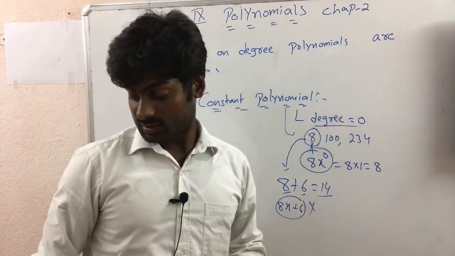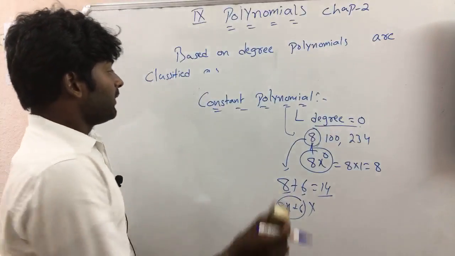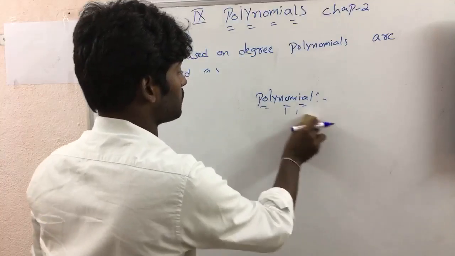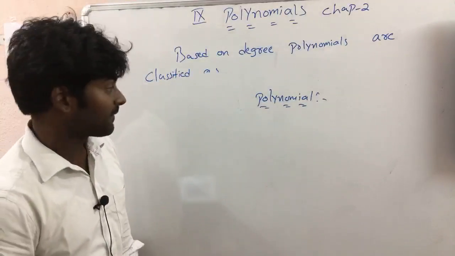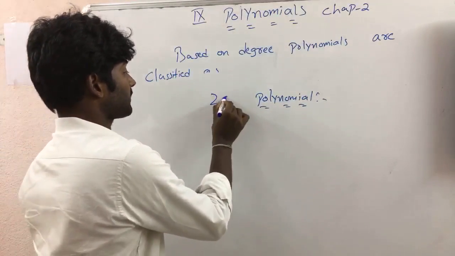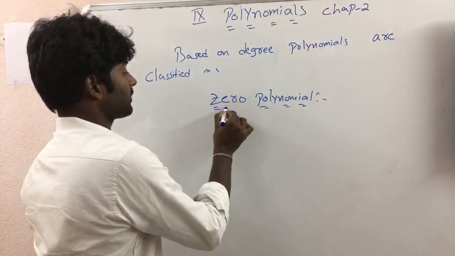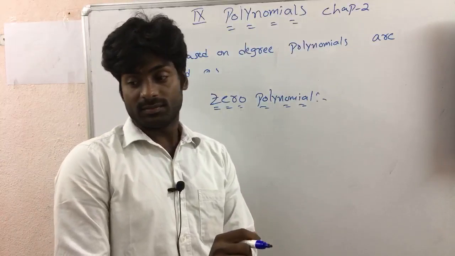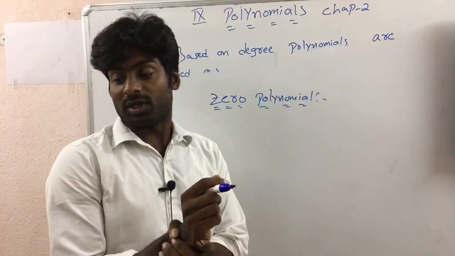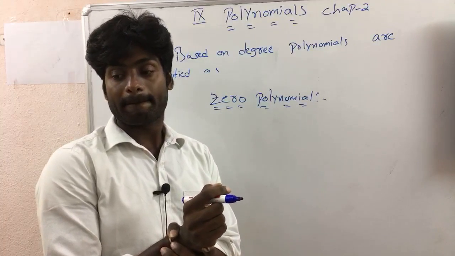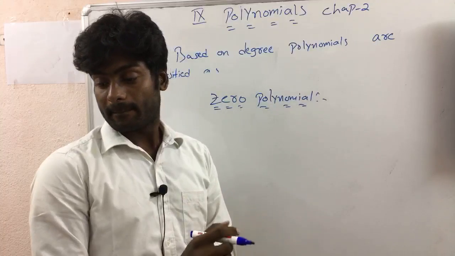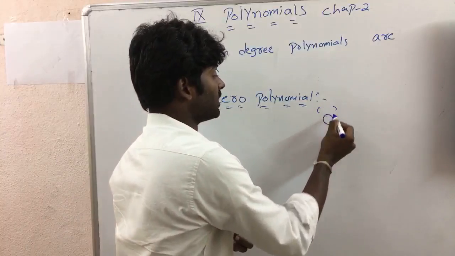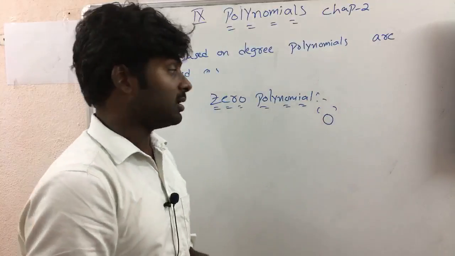Okay, that's really good. Now let us go to the zero polynomial. Which one is said to be the zero polynomial? Only 0 is said to be the zero polynomial.